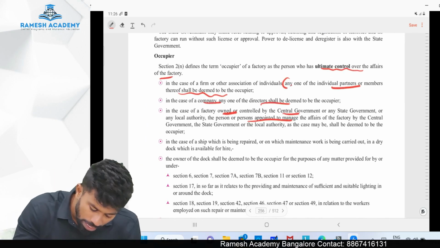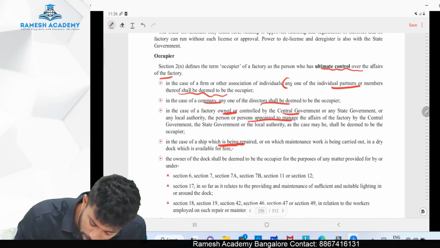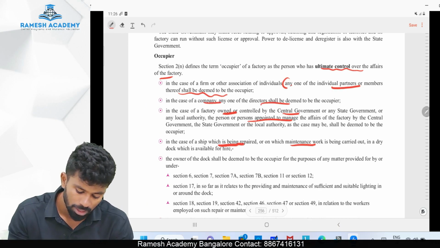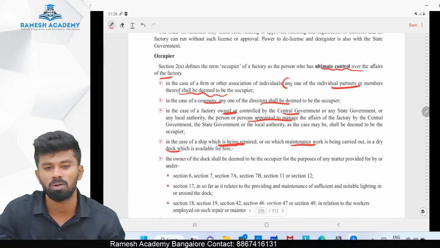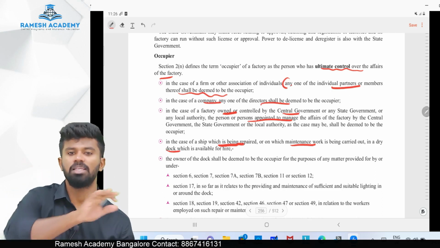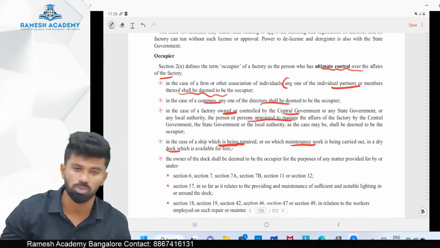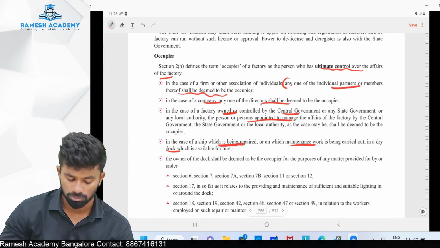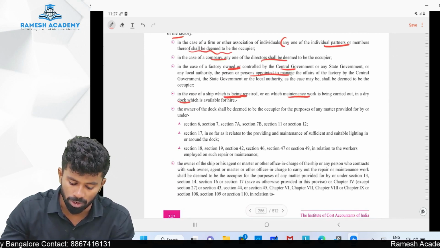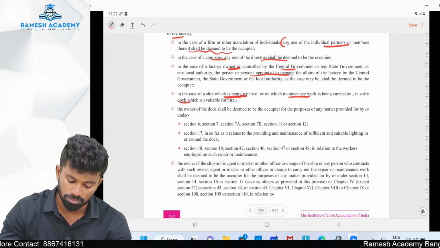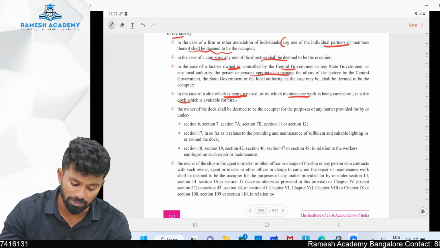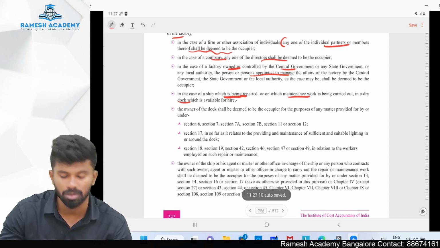Occupier. In case of a ship which is being repaired or in which maintenance work is being carried out in a dry dock. Dry dock means, let's say when the ship is supposed to be repaired, they bring it to a dry dock. Dock means where the ships are stored. Then the owner of the dock shall be deemed to be the occupier for the purpose of any matter provided by section number 6, 7, 7A and 7B and 11 or section number 12.